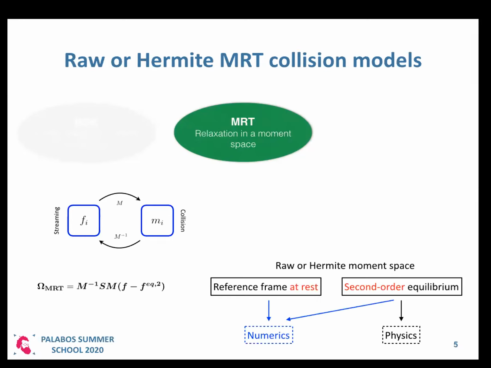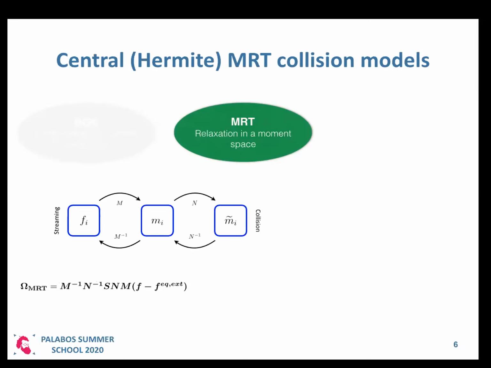Generally, this moment space is defined in a reference frame at rest, which impacts directly the numerics. And it is also based on the second order equilibrium, which impacts both the numerics and the physics. In fact, there are several types of MRT collision models, depending on the moment space that you are considering.